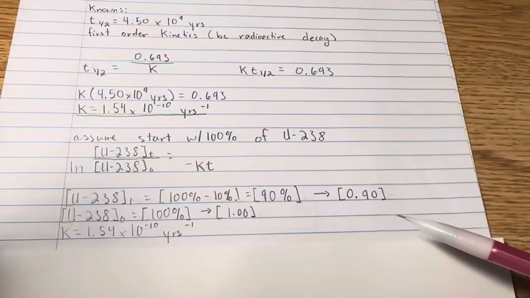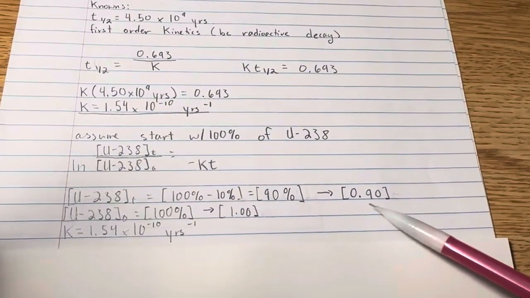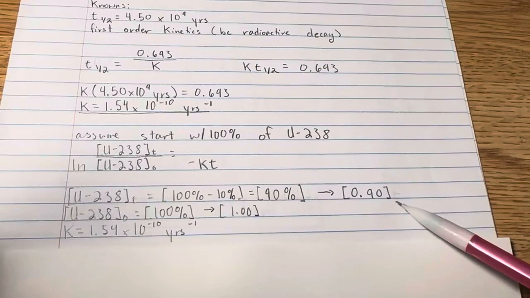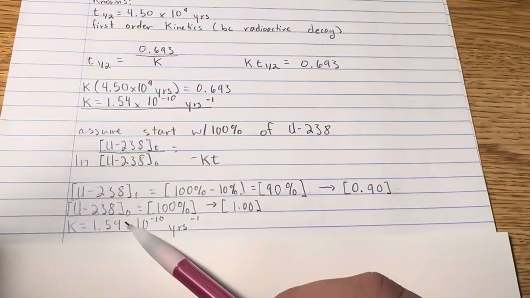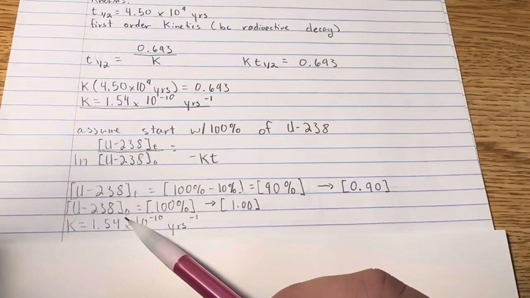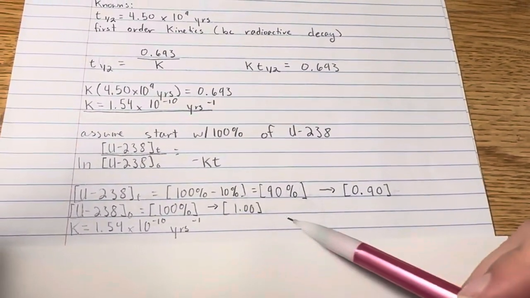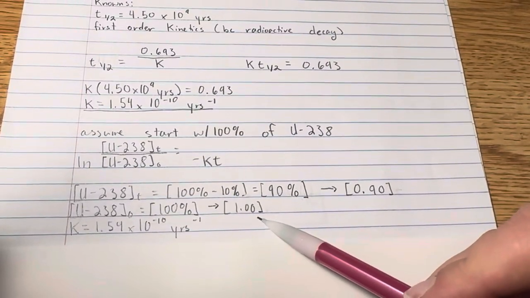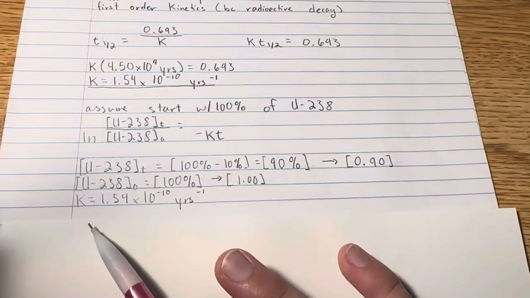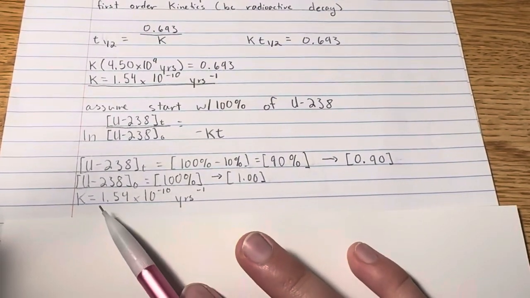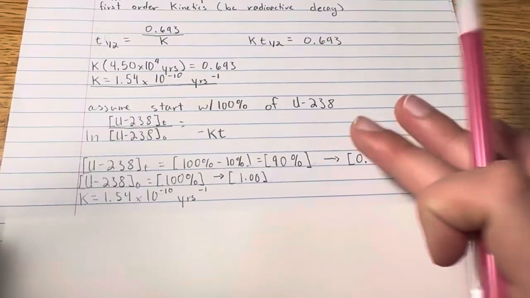And because my calculator at least doesn't have a percent button, we just turn it into a decimal. So 90% goes to 0.90. The same thing with U-238 at the beginning. And this is 100%, which again, we just turn into 1 because we want to make it a decimal for the calculator's sake. And then I just rewrote our K value, which is 1.54 times 10 to the negative 10 years to the negative 1.